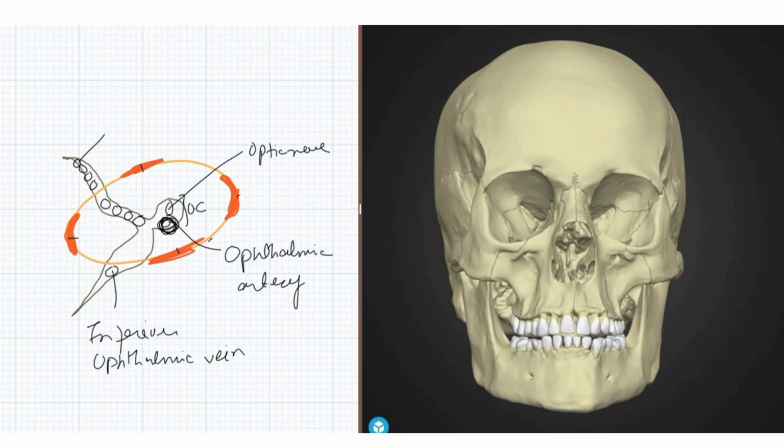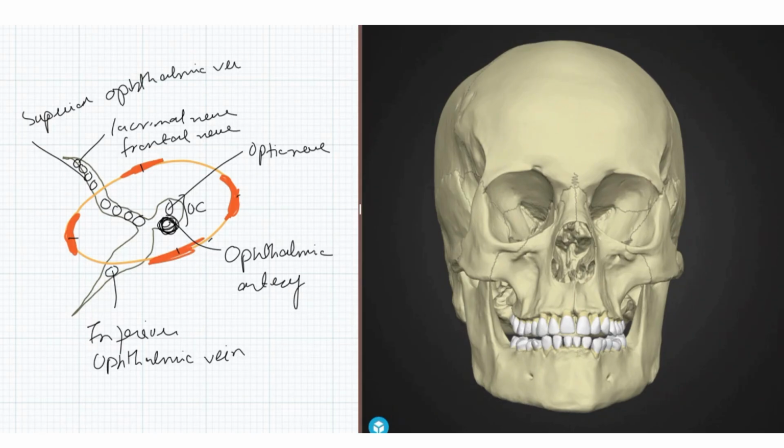This right over here is the lacrimal nerve, frontal nerve, superior ophthalmic vein, and cranial nerve 4, which is the trochlear nerve.